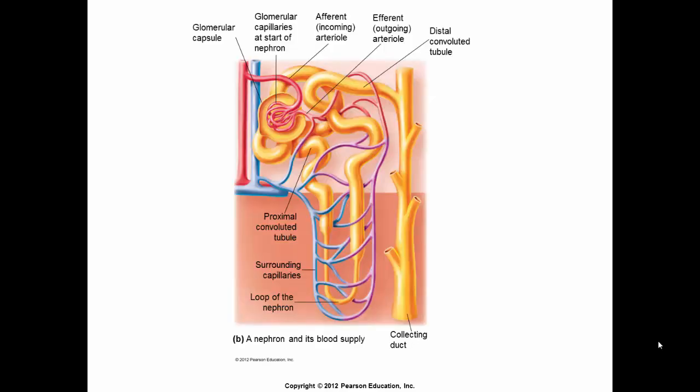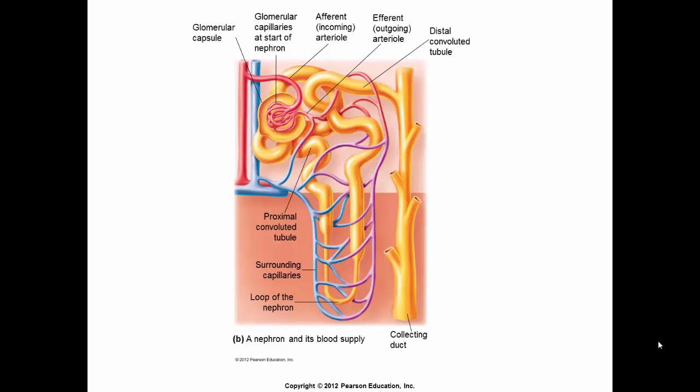And so this just shows the image of the nephron, and you see up at the top left the glomerulus, which is the capillaries. This is where the filtration is going to occur, surrounded by the glomerular capsule. You have that afferent, incoming arteriole. That's where the blood is first going to come in to be filtered.